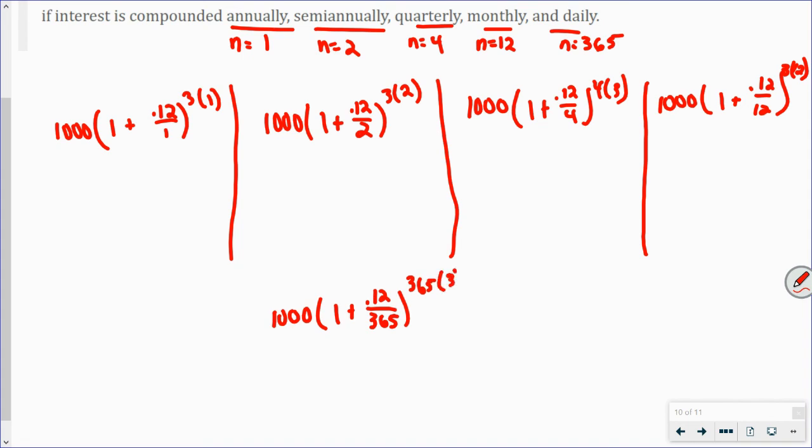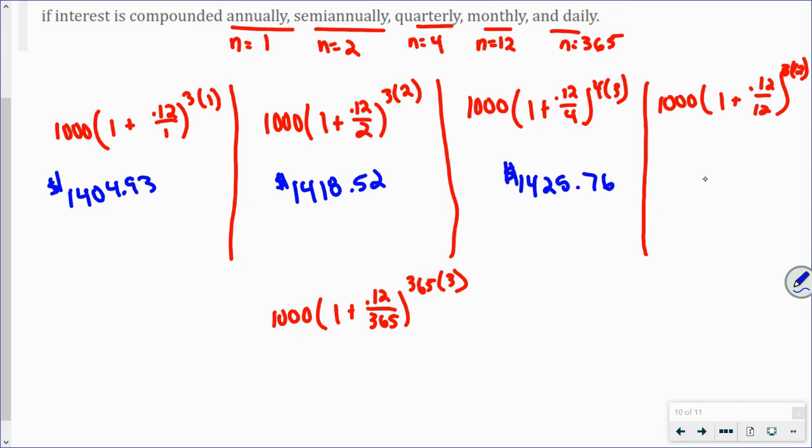So 1,000, 1 plus 0.12 over 365, 365 times 3. Okay, be careful, please, putting these into the calculator. When I put these into the calculator, I get $1,404.93. For semi-annually, I get $1,418.52. For quarterly here, I get $1,425.76.